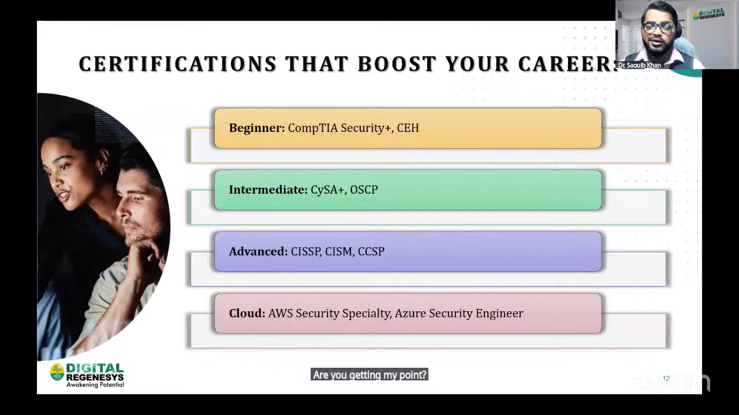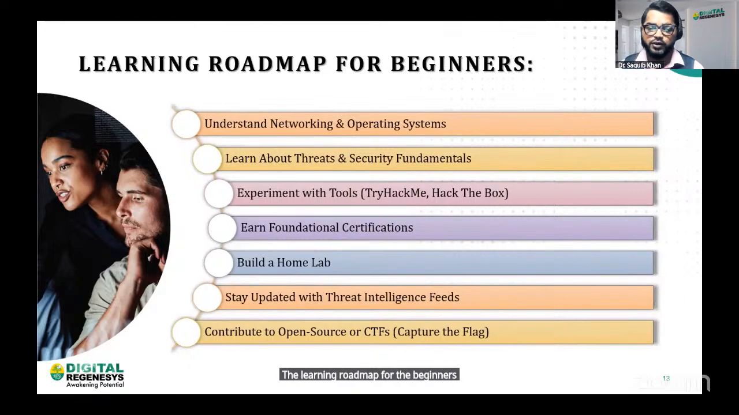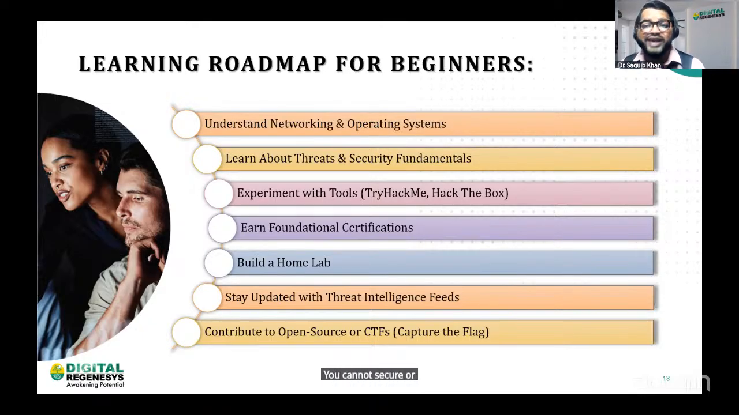So, these are some of the certificates that the beginner, the intermediate, and the advanced level can offer, right? Now, I would like to discuss the learning roadmap for the beginners. How can you start? First, understand network and operating system. Now, you might be wondering why. See, security rests on the network and operating system. You will agree on this fact. You cannot secure or attack what you don't understand. Remember that. So it's important for you to understand network and operating system.